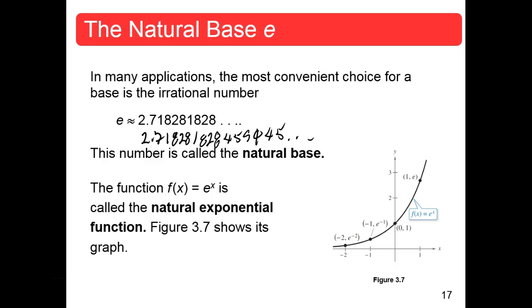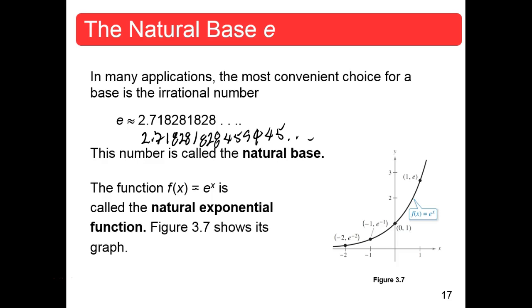What we mean by irrational number, it cannot be written as a ratio of two integers, ever, okay? Neither can it be written as a decimal that either terminates or repeats, and that's why I wanted to show you that doesn't repeat, okay? It keeps changing, okay? Now, that number is called the natural base. Then there's a function that comes out of it right here, f of x equal e to the x, is called the natural exponential function, okay?